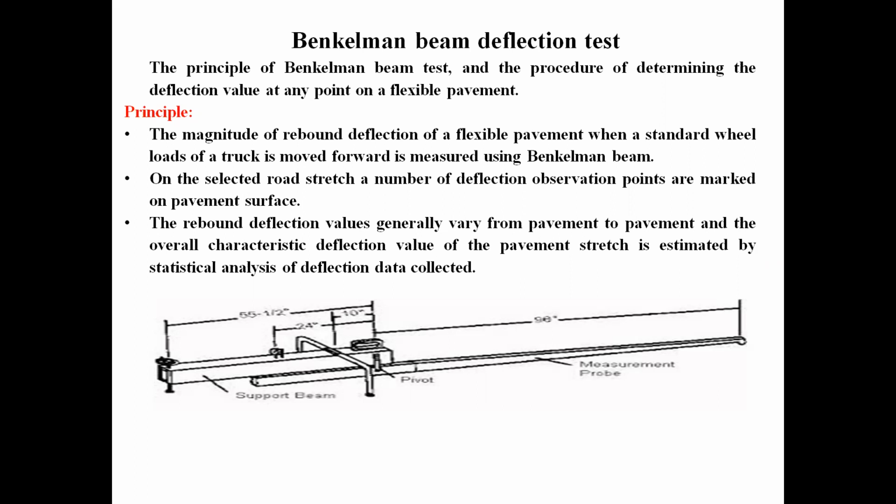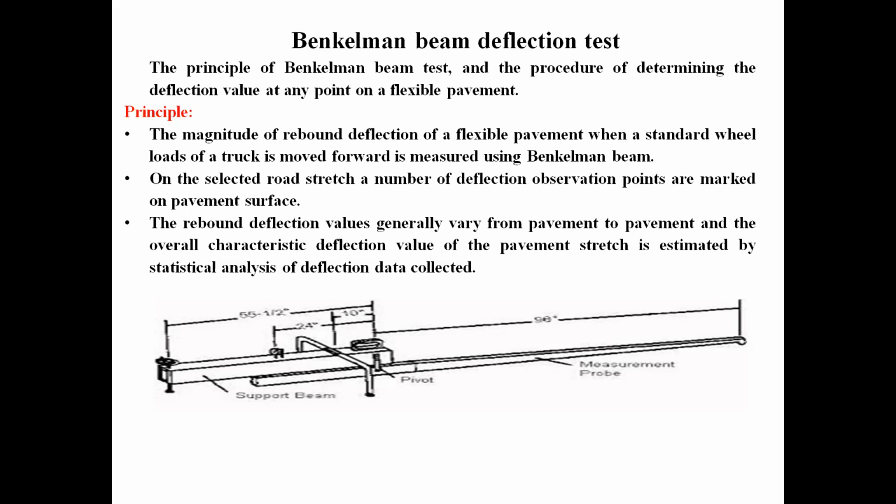Now we will discuss the Benkelman beam deflection test. The principle of the Benkelman beam test and the procedure of determining the deflection value at any point of a flexible pavement will be discussed in detail. The Benkelman beam is the simplest and oldest deflection test device, developed in the United States in the mid-1950s. It is used to measure the structural capacity of flexible pavements.